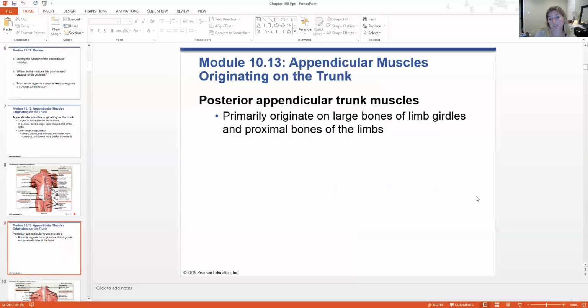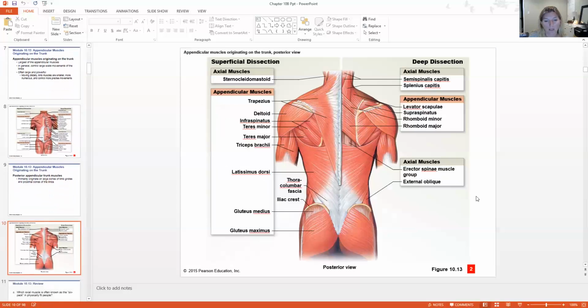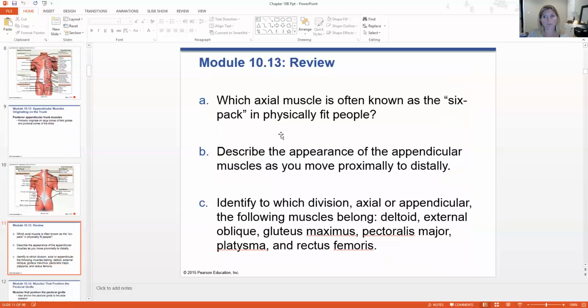The posterior appendicular trunk muscles are originating on the large bones of the limbs and the proximal bones of the limbs. And here you see the very large trapezius muscle going out to the scapulae, up to the head, all the way down the vertebral column, again assisting with the pectoral girdle. Some of our other muscles, the deltoid, again on the scapula and then down into the humerus, are very large compared to our brachioradialis muscle. You can pause the video here, go back and review.